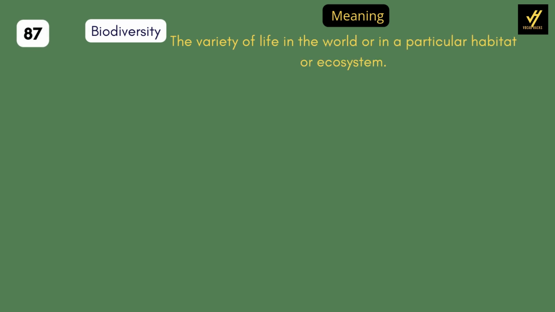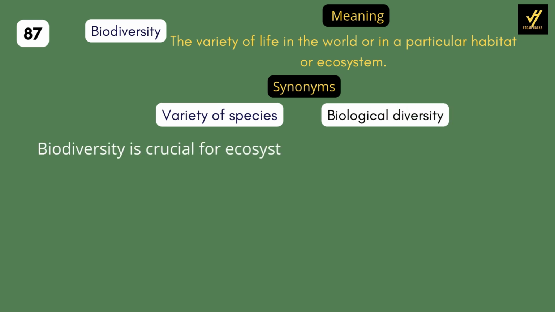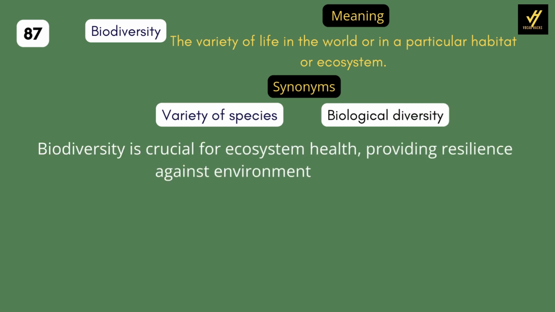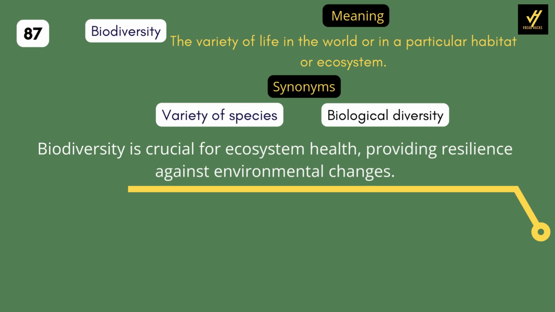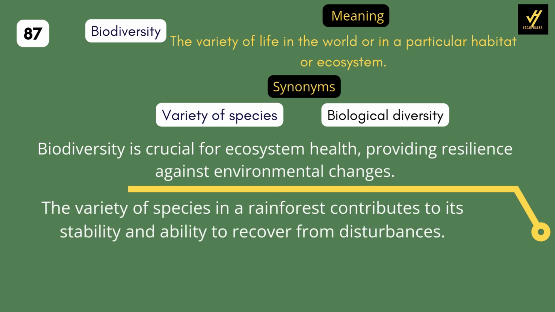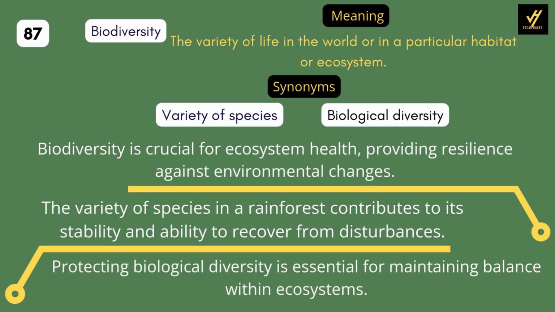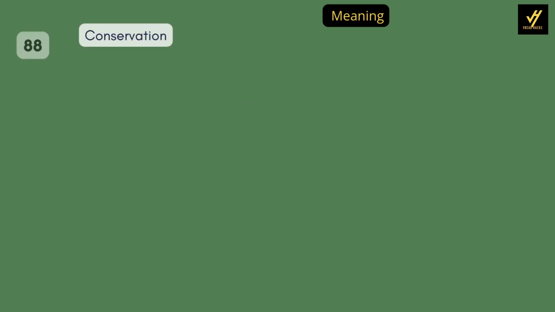Biodiversity, the variety of life in the world or in a particular habitat or ecosystem. Variety of species, biological diversity. Biodiversity is crucial for ecosystem health, providing resilience against environmental changes. The variety of species in a rainforest contributes to its stability and ability to recover from disturbances. Protecting biological diversity is essential for maintaining balance within ecosystems.